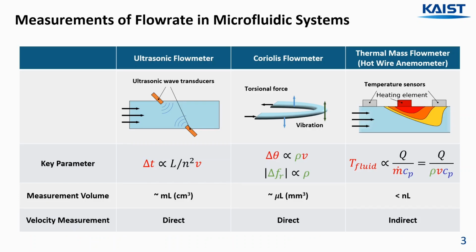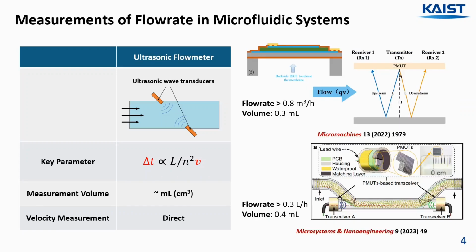For microscale flow measurement, three technologies are commonly used: ultrasonic, Coriolis, and thermal mass flowmeters like hot wire anemometers. First, ultrasonic flowmeters use ultrasonic waves transmitted through the fluid to measure the travel time difference. This method provides intuitive and direct velocity measurement. However, it is limited in minimizing its physical size due to the transducers.